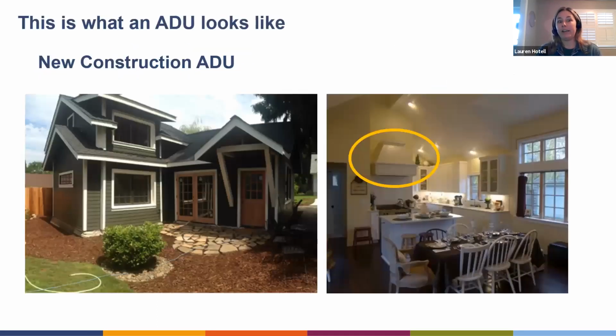Here's another example of an ADU. So this is considered new construction ADU in someone's backyard. The big thing that we wanted to point out here is you see the kitchen range hood is circled in yellow. Range hood exhaust is incredibly important for the indoor air quality of a unit, both in an ADU and in a regular single family home.